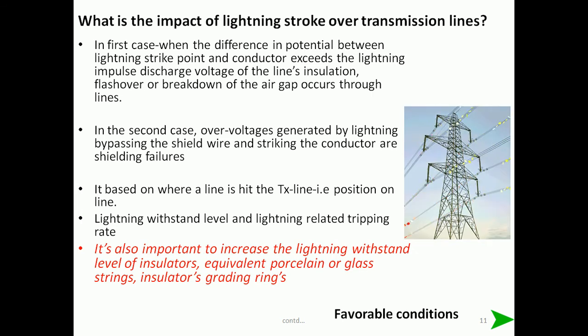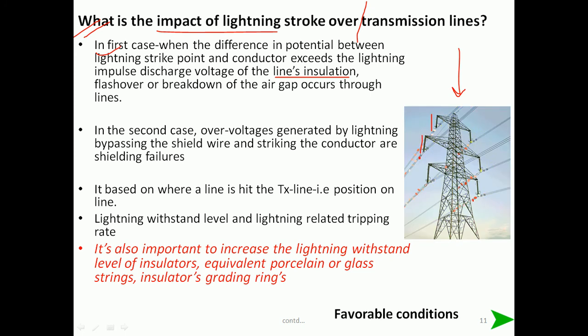Now what is the impact? This is again an important factor. What is the impact of a lightning stroke over a transmission line? In the first case, when the potential difference increases, there is an excess of charge and an excess of voltage at the transmission section. Now what are the consequences of overvoltages from lightning over a transmission line? Insulation failure, like puncture of the insulators connected to balance the potential gradient of the transmission line.